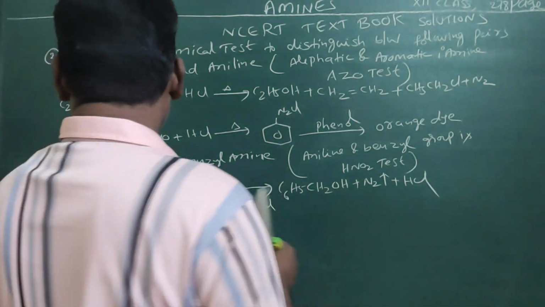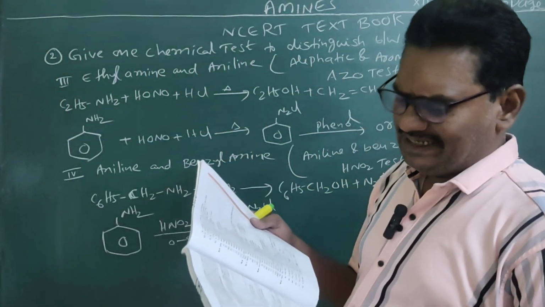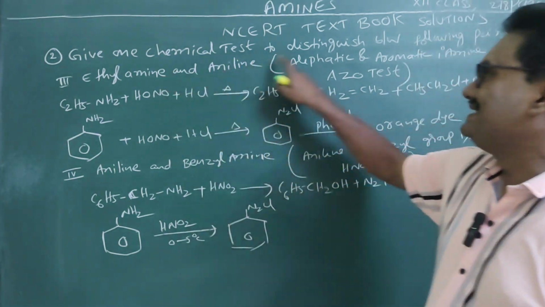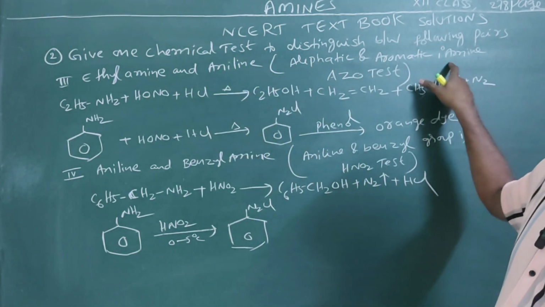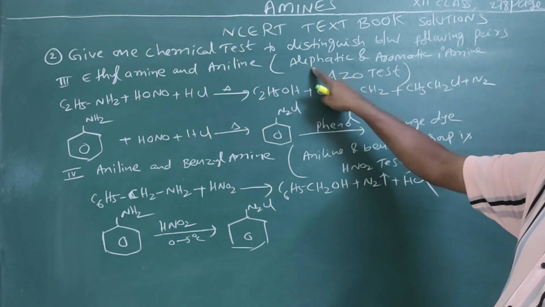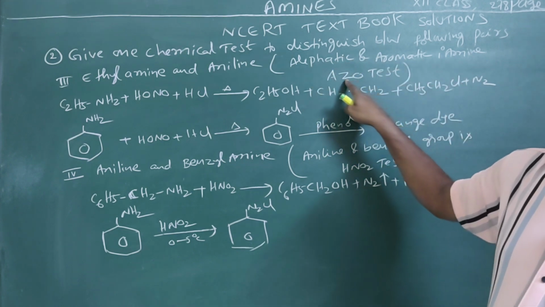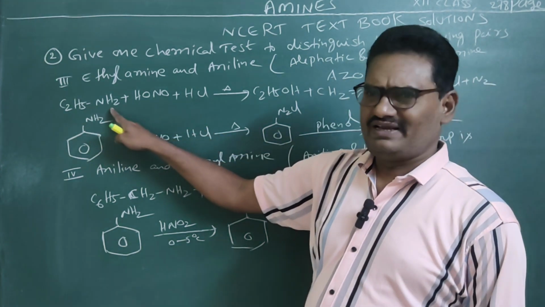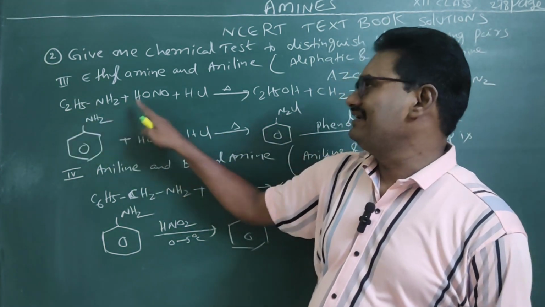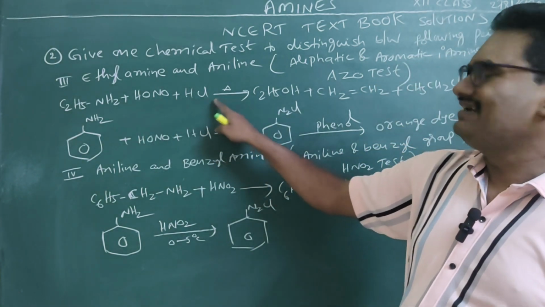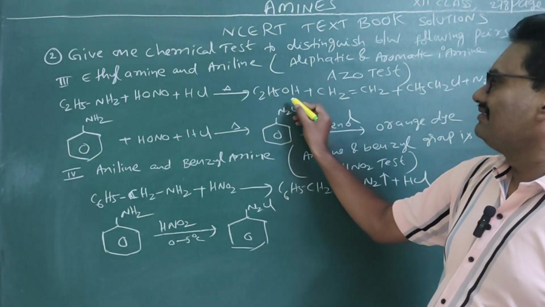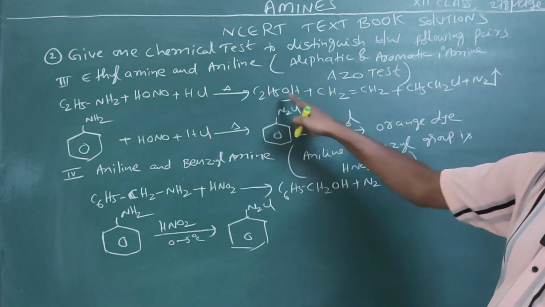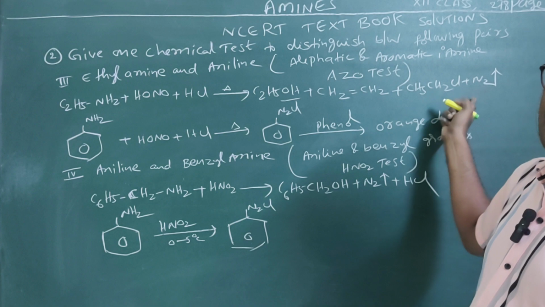Third one, ethylamine and aniline. Ethylamine is an aliphatic primary amine, aniline is an aromatic primary amine. Aliphatic and aromatic amines are identified by the azo dye test. With the aliphatic primary amine, adding HNO2 and HCl and heating gives ethyl alcohol and N2 gas.